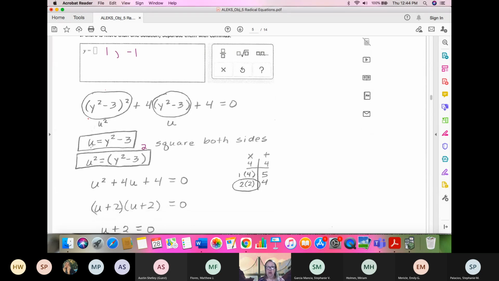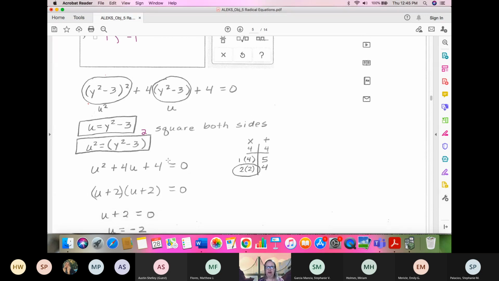Then we take u being y squared minus 3 here, and we're going to square both sides. This side's u squared is u squared. This side, y squared minus 3, is y squared minus 3 in parentheses squared, with that purple 2 there. And then we substitute. So that means we convert to u's.